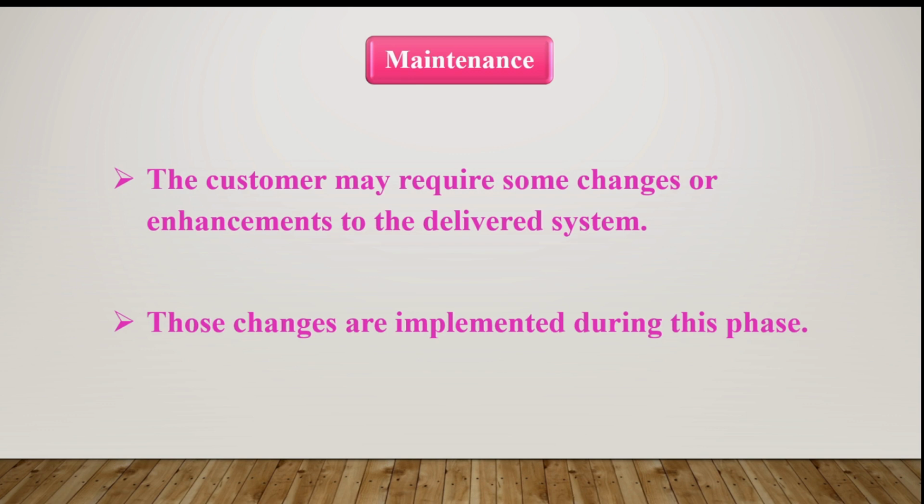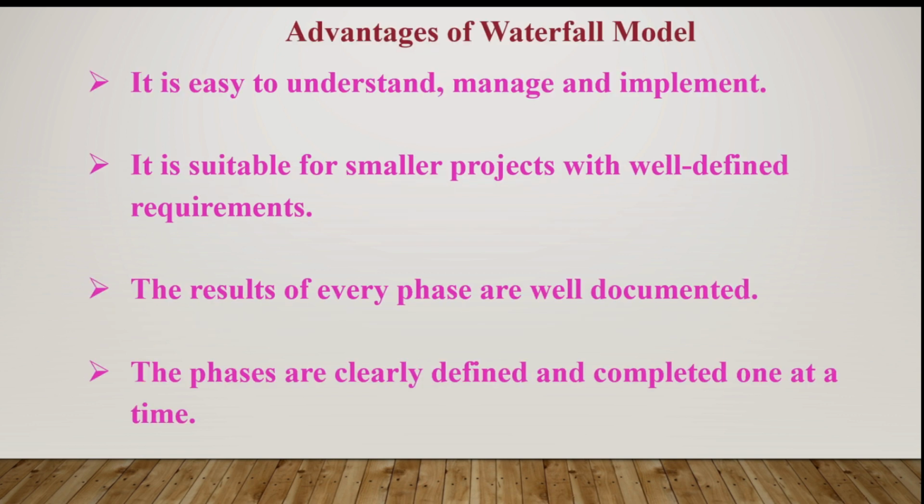Next one is maintenance. After installing the system, the customer may require some changes. They want to enhance their system. So to improve the performance of the system, they may require some changes, and those changes are implemented in this phase. In the maintenance phase, this is the last phase, all the changes required by the customers will be implemented. All these are the 7 phases of the waterfall model. The waterfall model will work like this only.